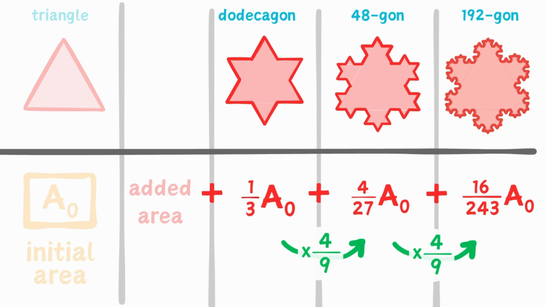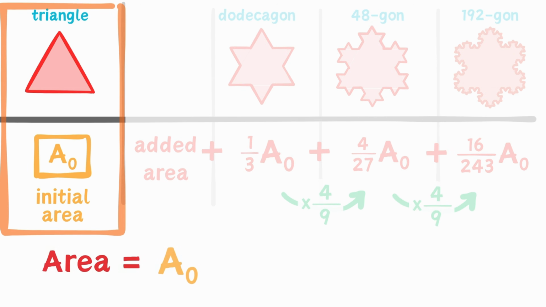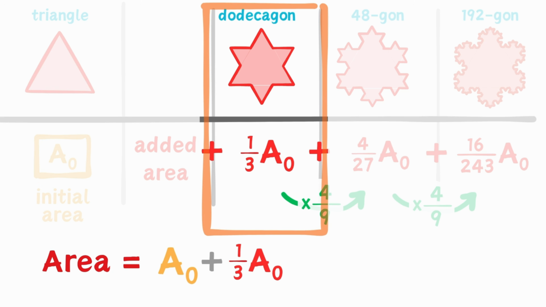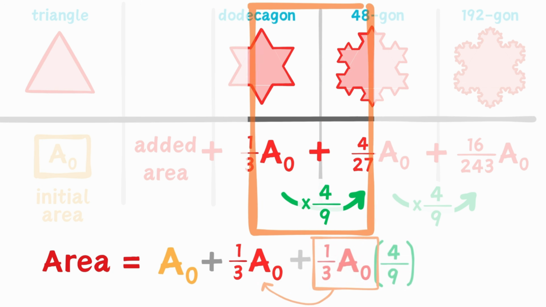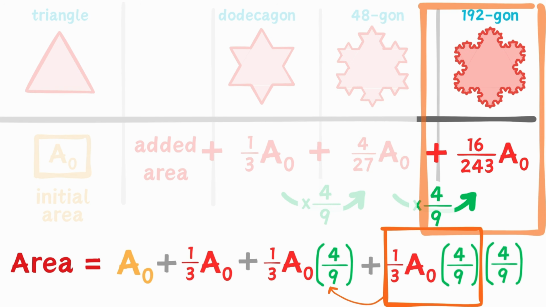16/243. Can you construct the general formula? We start with the initial area, A0, and add 1/3 of the initial area. Following that, each time we iterate, we add 4/9 of the previous area.